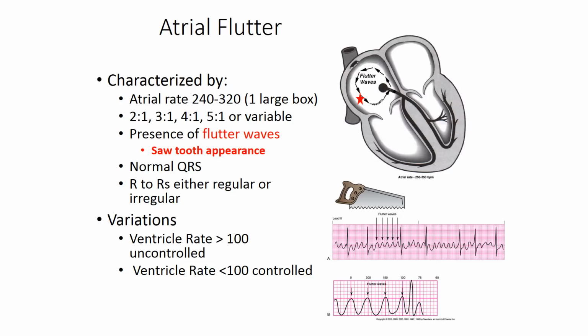So if the ratio is always the same, 2 F waves to 1 QRS, let's say, the heart rate will be regular. If it varies though, so you have 2 to 1, then 3 to 1, then 2 to 1, then 5 to 1, etc., our ventricular rate will be irregular. But again, our main concern is our ventricular response. A very fast heart rate can be dangerous and ineffective.